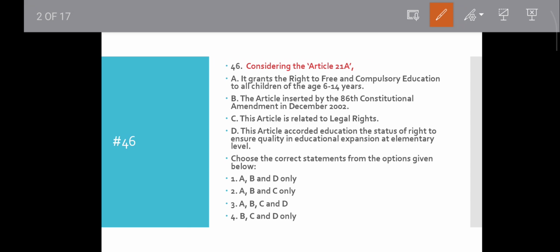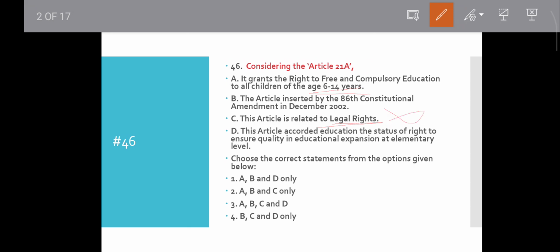Question number 46. Consider the article 21A. Which one is correct? A said it grants the right to free and compulsory education to all children of the age 6 to 14 years. Yes. B said the article was inserted by the 86th constitutional amendment in December 2002. C said the article is related to legal right.